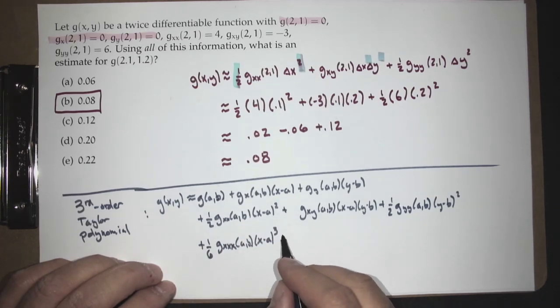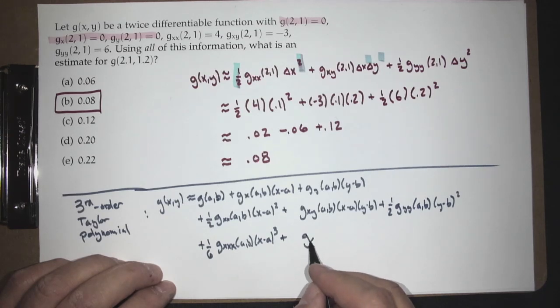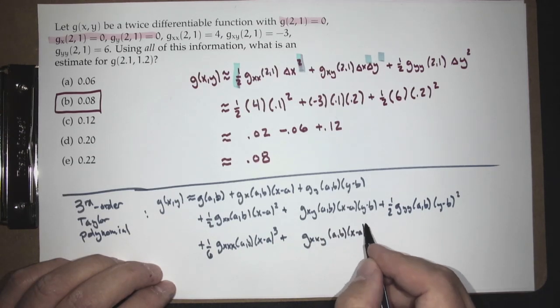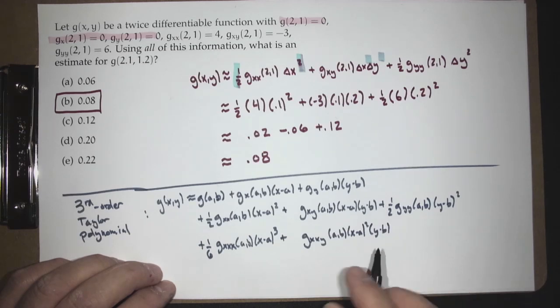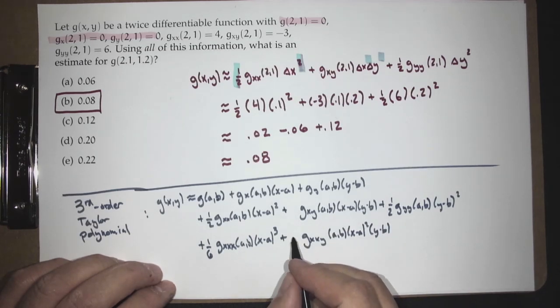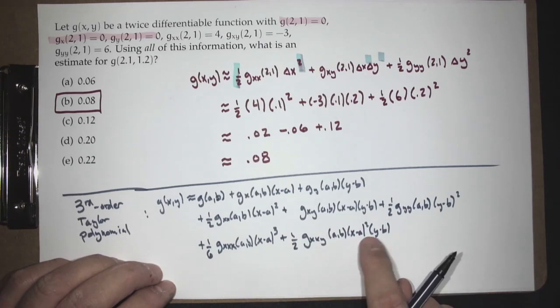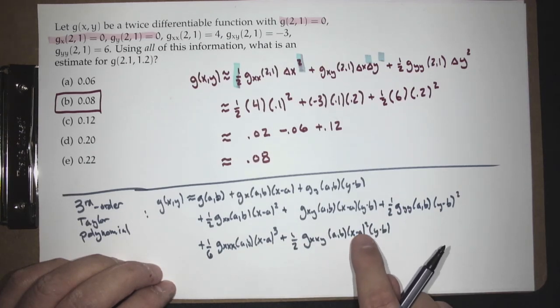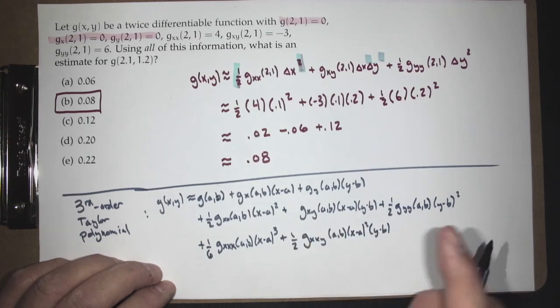All right. Now your next term will be g_xx(a,b)(x minus a)^2(y minus b). What goes in front? 1/2. Because you're going to have to take 1 derivative of y, and that's okay. You have to take 2 derivatives with respect to x, you have to bring a 2 down.